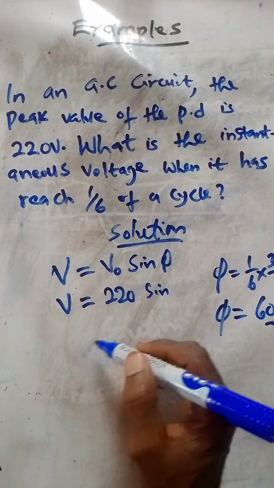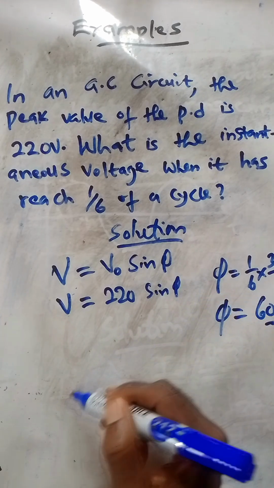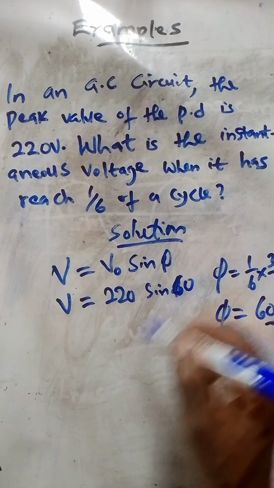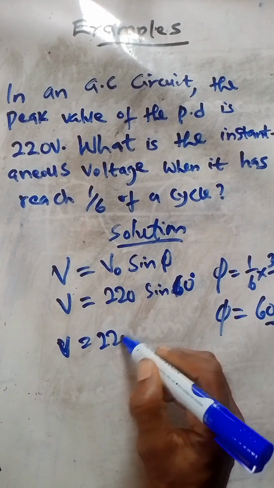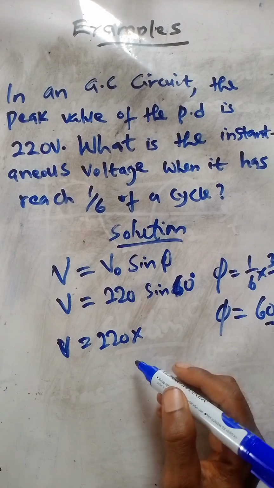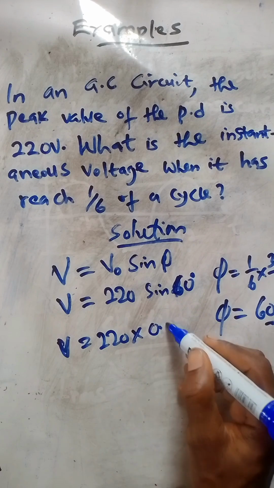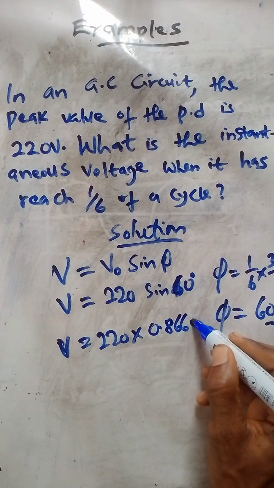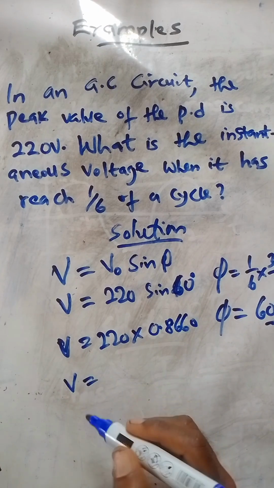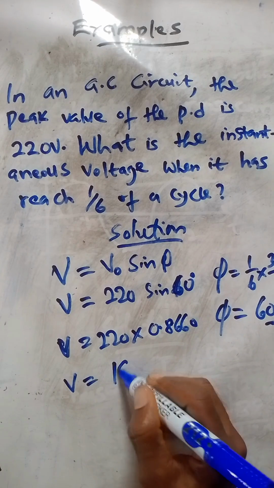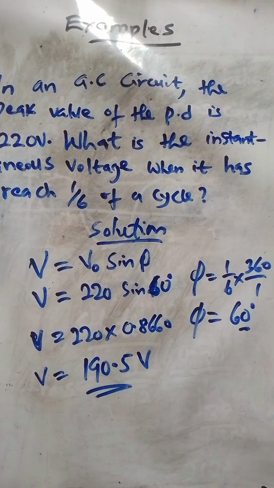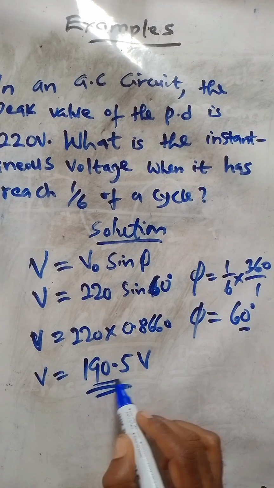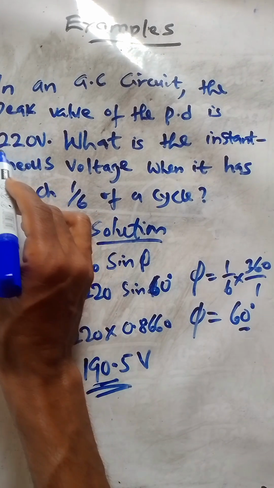So we'll put that there now. Our phase angle here will be 60 degrees. So that gives us V is equal to 220 multiplied by sine 60 degrees, which is 0.8660. So our instantaneous voltage, when you calculate that out, is 190.5 volts. So our instantaneous voltage is always less than our peak voltage.